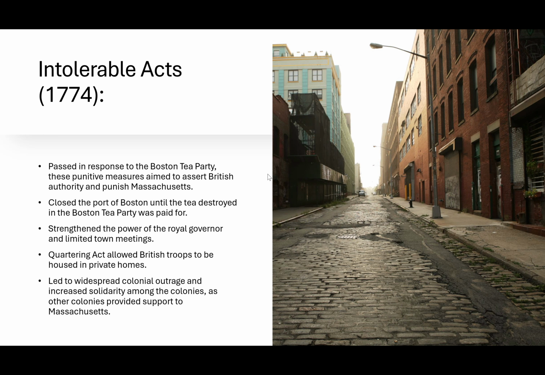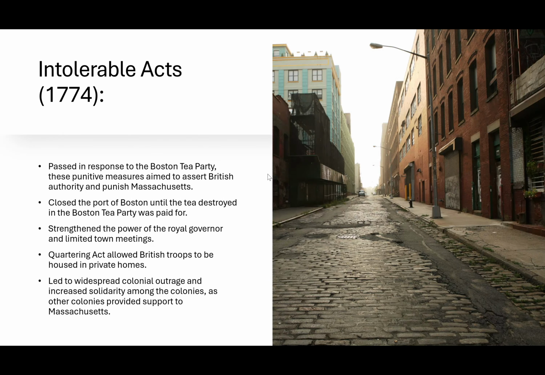The Intolerable Acts speak to multiple pieces of legislation that were deemed intolerable, right? So that's why they're the Intolerable Acts. The first thing was to close the harbor and force the people of Massachusetts to pay for the tea that they destroyed. And it strengthened the power of the royal governor and limited town meetings as well. So now they were assuming more political and stringent control over them, right?